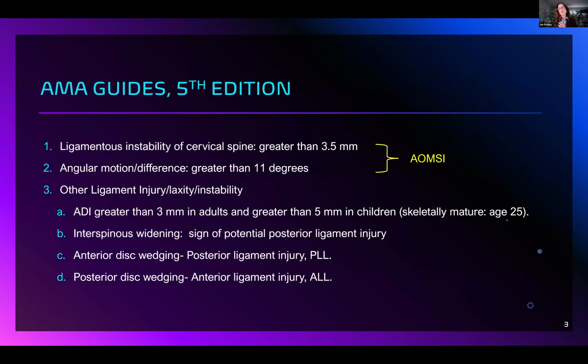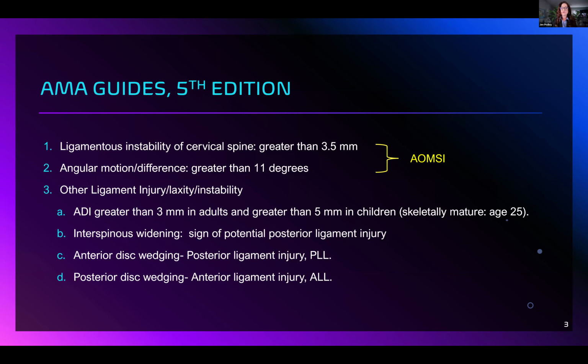So most of us are familiar with the AMA guides, the fifth edition. In school, I didn't know what this was. And when you get out into private practice, and also into the PI world, you've got to make sure you know everything about the AMA guides. So the two areas, according to the AOMSI, are ligamentous instability of the cervical spine being translation of the vertebral body segments on your flexion extension x-rays. If it's greater than 3.5 millimeters, then that is ligamentous instability. And I'm going to show you how to measure for those.